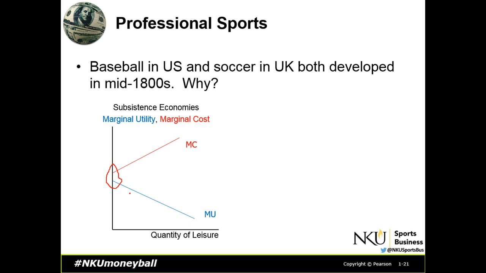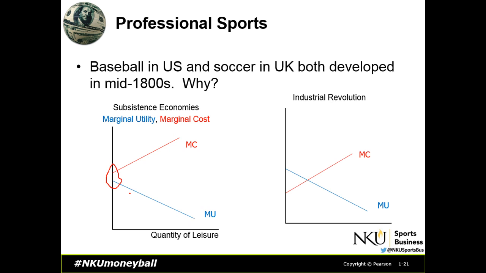But then something happened in the UK that spread to the US immediately, the Industrial Revolution. And it changed us from a subsistence economy to one where our marginal cost of leisure time went down, right? No longer did I have to work all hours that I'm awake to try and provide for my family. Now the production of me as an individual and us as a society has increased to the point where I don't have to work every single hour. So now my marginal cost curve shifts down. Remember, technology is something that can shift that marginal cost curve down.